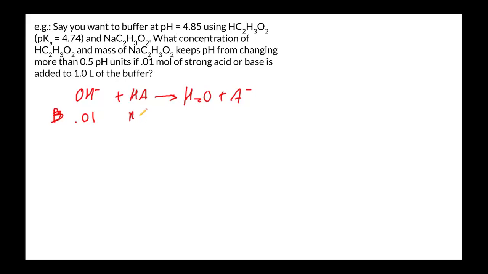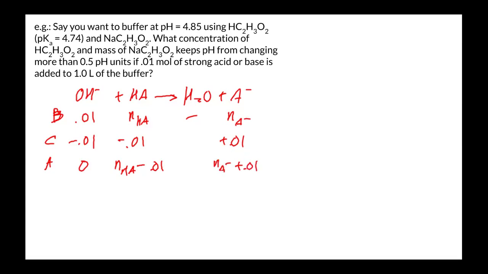We have some number of moles of HA here. We kind of want to figure that out. Don't worry about water. And we have some number of moles of A minus. What's the change? Well, we're going to buffer all of that strong base that was added, so that afterwards, none of this is left. We have the starting number of moles of acid minus 0.01, and we have the starting number of moles of conjugate base plus 0.01.